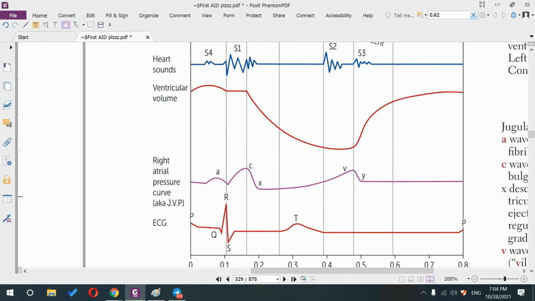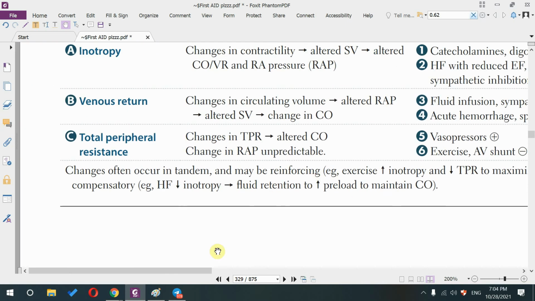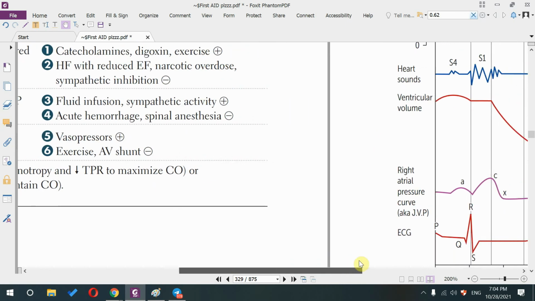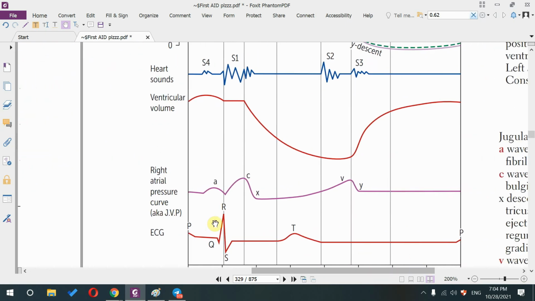Okay, so the next graph, let's actually speak about the right atrial pressure curve. This one is super interesting, guys. We just spoke about it, but from the other side. We spoke about it from the left atrium, and now we are going to speak about it in the right atrium. Why is it more important in the right atrium than the left atrium? Because in the left atrium, you cannot visualize it. You cannot see it. But in the right atrium, you can actually see it and you can measure it.